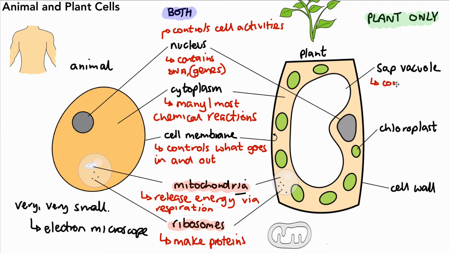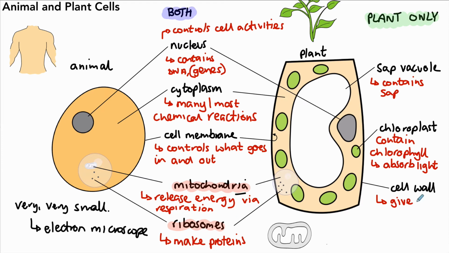Then we have the sap vacuole that contains something called sap, which is just basically a sugary solution. We have the chloroplast, and chloroplast contains something called chlorophyll, which absorbs light energy for photosynthesis. I always remember that chlorophyll fills the chloroplast to get those the right way around. Okay, but its job is to absorb light so the plant can carry out photosynthesis.